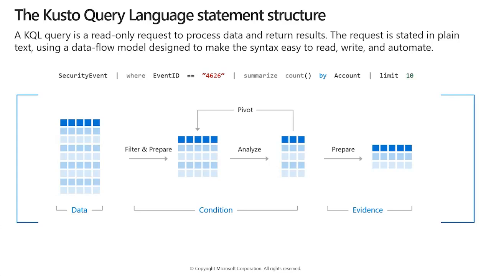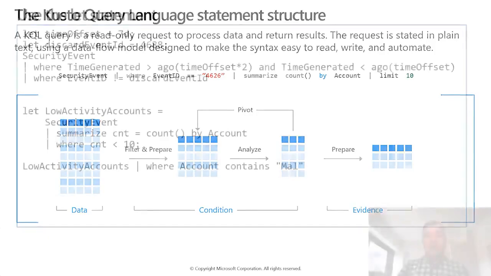For example, the Kusto query on this side has a single statement, which is a tabular expression. The statement starts with a table called SecurityEvent. The EventID column value then filters the data, or rows, for that table, and then summarizes the result by creating a new column for the count by account. Next, in the prepare phase, the results are then limited to 10 rows.